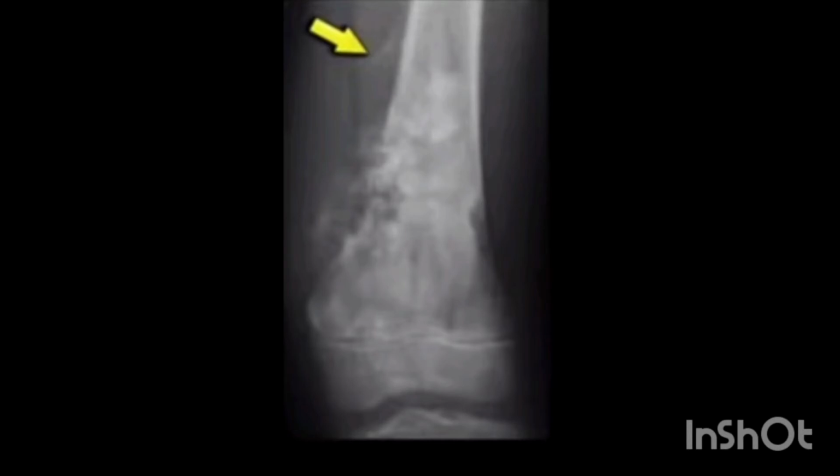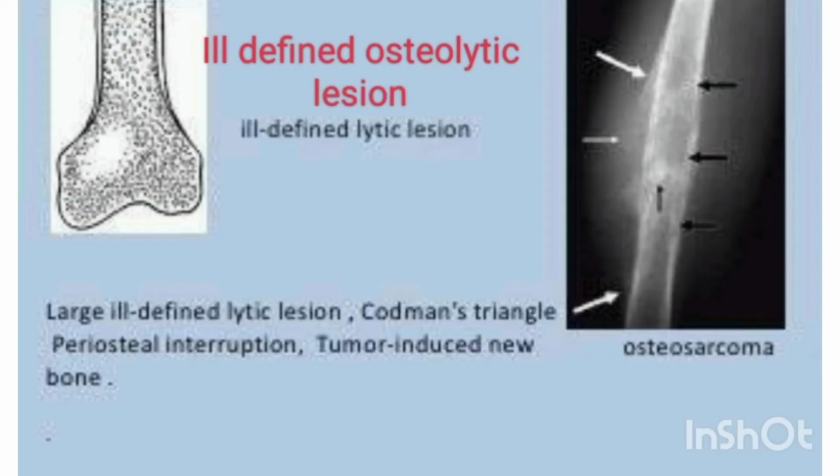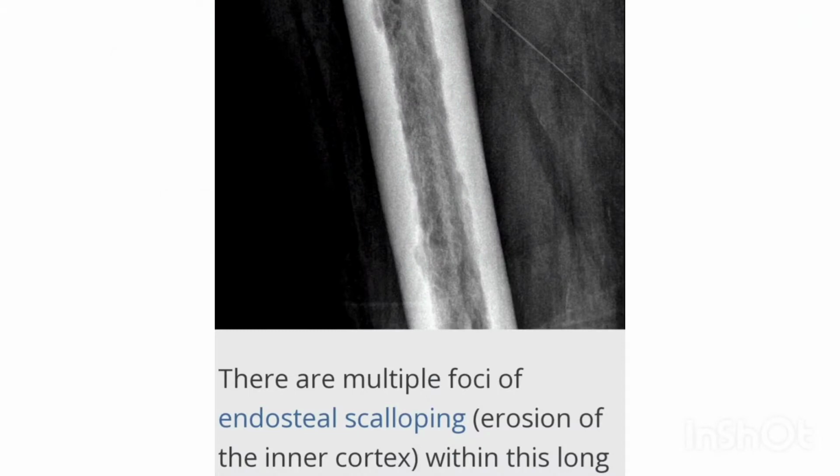In the permeative pattern of bone destruction, which is also known as an aggressive lytic lesion, the Haversian system is destroyed and we cannot appreciate any normal trabeculae. In the permeative process, there are multiple moth-eaten and punched out lesions, and periosteal reaction. These are certain examples of osteolytic lesions. There is a Codman triangle and periosteal reaction. This is an example of endosteal scalloping, erosion of the inner cortex.